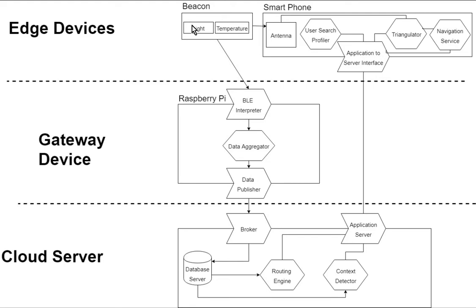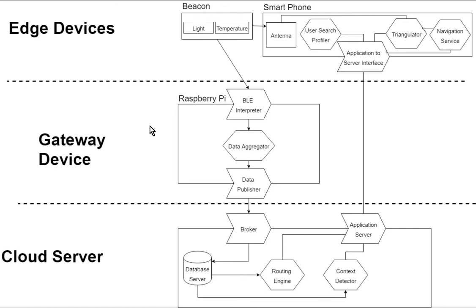The beacons have light sensors and temperature sensors, and both these sensors are important for context purposes. So these beacons will send their packets at certain frequencies to gateway devices called Raspberry Pis. The Raspberry Pis will interpret the BLE data, the raw BLE bytes, and make JSON objects out of them.